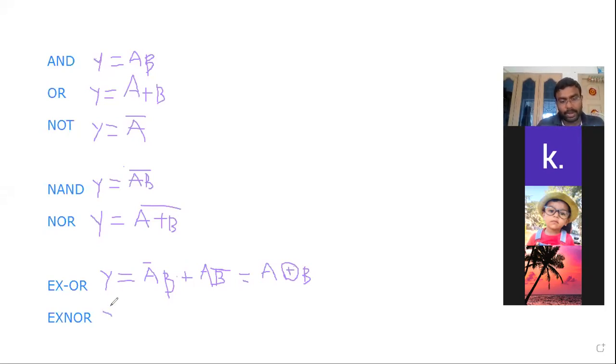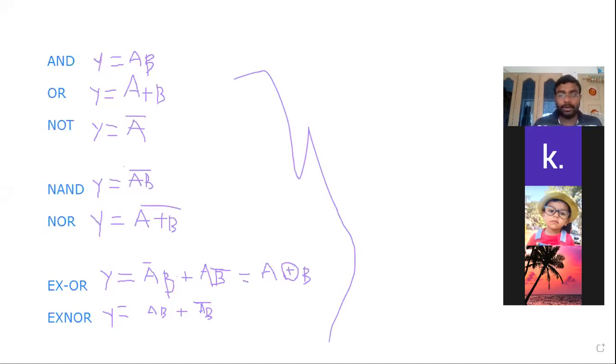And likewise, what is the expression for XNOR? Y is equal to AB plus A bar B bar is the expression I have for the XNOR gate. Okay, guys, the handwriting may not be good, but these things are meaningful. So these are the logical expressions for each gate.